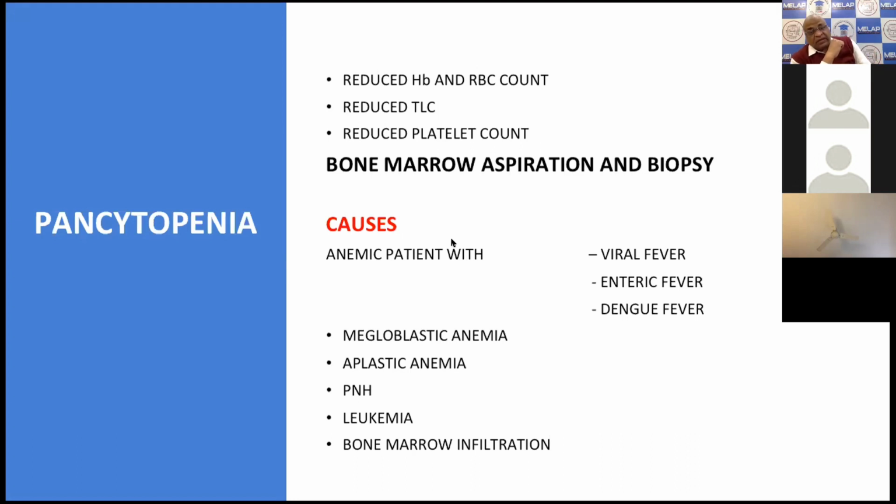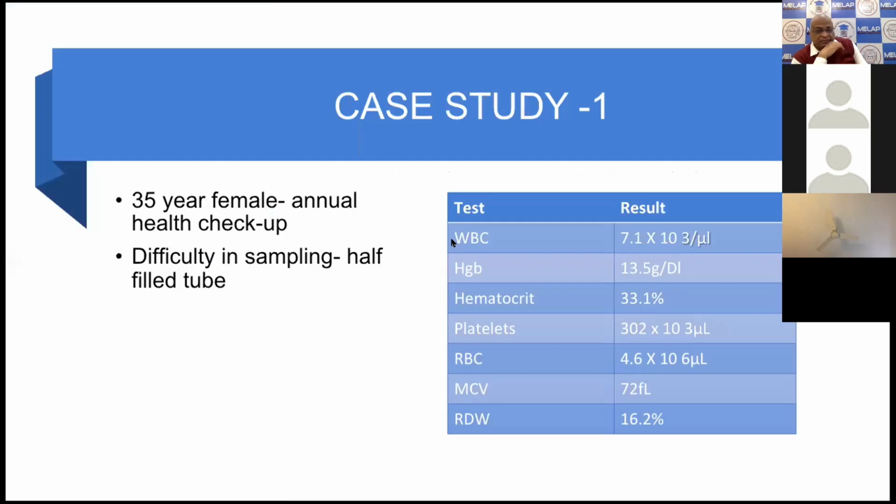Megaloblastic anemia. In fact, in India, the most common cause of pancytopenia is megaloblastic anemia. Aplastic anemia and paroxysmal nocturnal hemoglobinuria. This is the only hemolytic anemia which can cause pancytopenia. Leukemia or bone marrow infiltration by some malignant process.